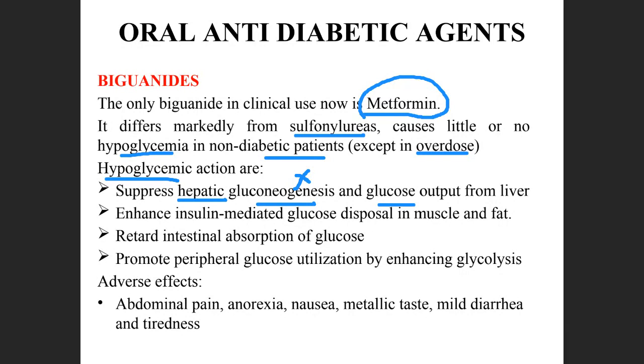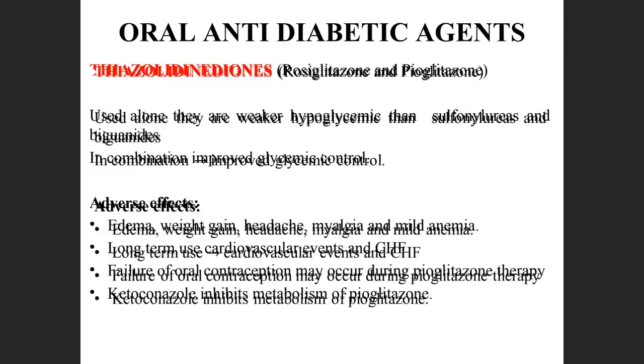Apart from that, they enhance the movement of glucose into the muscles and the fat. That means they push glucose from the blood to the muscles and fat. They reduce the intestinal absorption of glucose, and they promote the utilization of glucose by causing glycolysis, that means breakdown of glucose. So all these actions help to reduce the levels of glucose in the body. Side effects are abdominal pain, nausea, vomiting, metallic taste, diarrhea, etc.